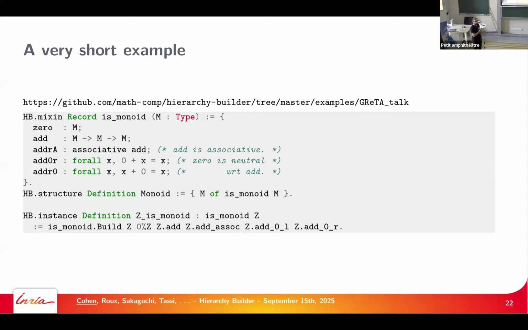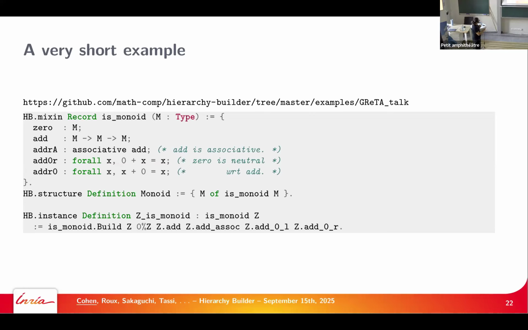So this is how you would declare a monoid in hierarchy builder. You say it's a mixin because for now I don't know. So I'm building a hierarchy of structures from scratch. So I have nothing yet. So I'm defining a monoid. So since I don't have anything to relate monoids to, I will just say this is a piece of data I mix in. So it's a mixin, and I name it IsMonoid, and it's about a type M. And I attach to this type all this data and properties.